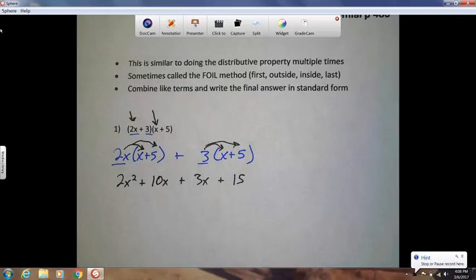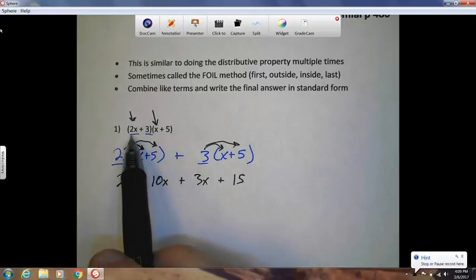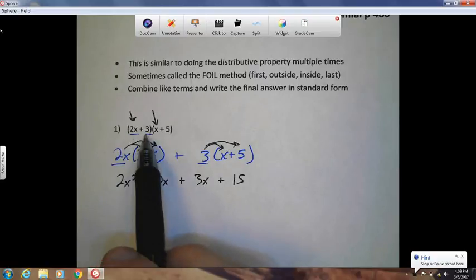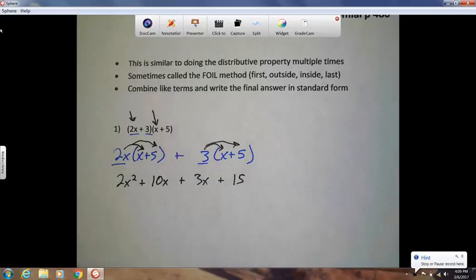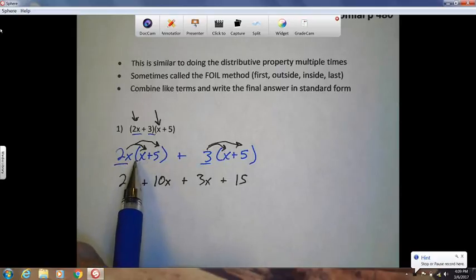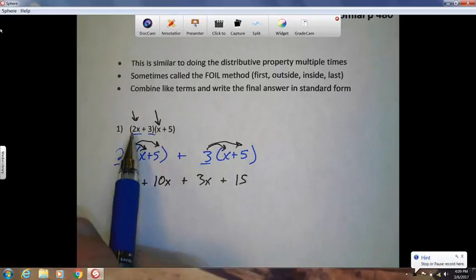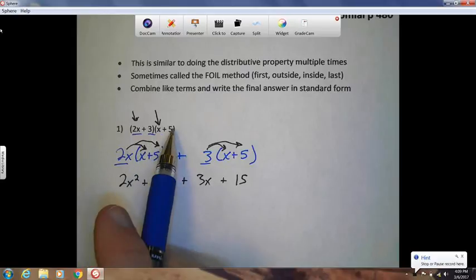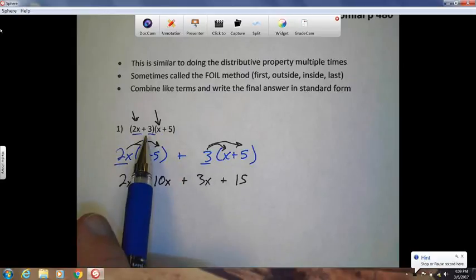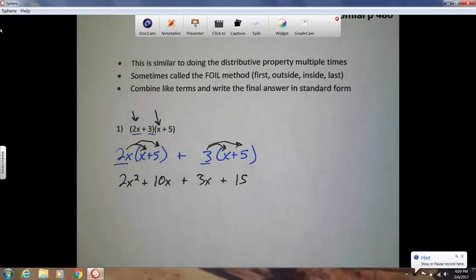Okay, so these are binomials, because there's two terms in parentheses. You're multiplying them. Your rules are the same. When you're multiplying coefficients, you're adding exponents. You got to multiply this times both terms in that set of parentheses, and this times both terms in that set of parentheses.